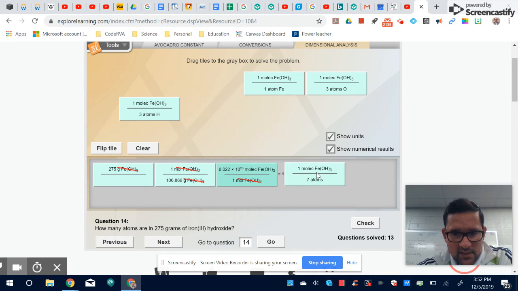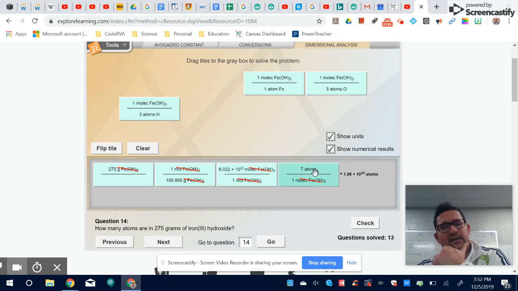3 hydrogens, 3 oxygens, because of the parentheses. The subscript 3 applies to everything inside the parentheses and only inside the parentheses. So I have 3 hydrogens, I have 3 oxygens, so that's a total of 6 atoms, and I have 1 iron, that's a total of 7 atoms. So 1 molecule has 7 atoms, but I do have to flip the tile so the units cancel out, and my final unit that survives is atoms, which is good, because that's what I want to survive. And you multiply everything in the numerator, divide it by anything in the denominator, and you come up with 1.08 times 10 to the 25 atoms, and that answer is correct.